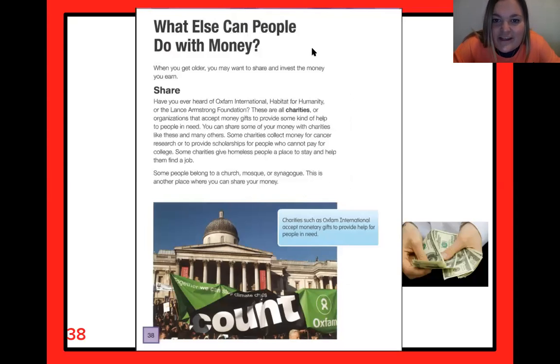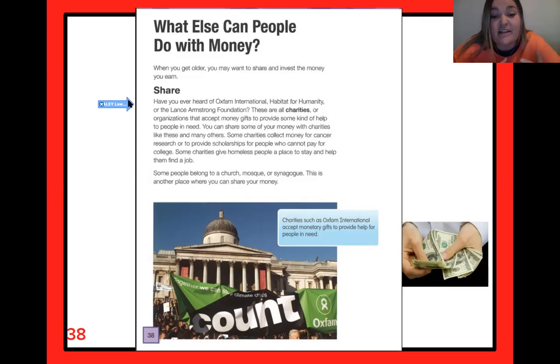So let's go ahead and get started. When you get older, you may want to share and invest the money you earn. So let's figure out ways we can share it. Have you ever heard of Oxfam International, Habitat for Humanity, or the Lance Armstrong Foundation? These are all charities or organizations that accept money gifts to provide some kind of help to people in need. You can share some of your money with charities like these and many others.